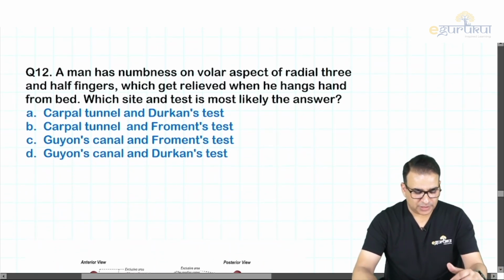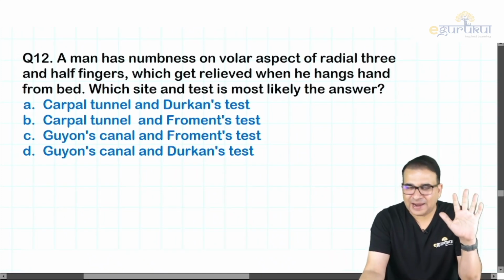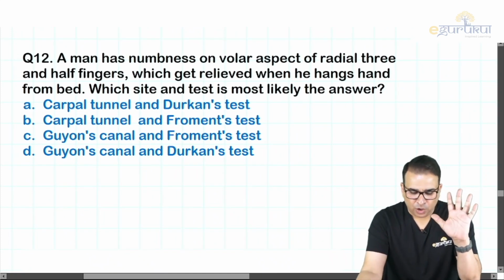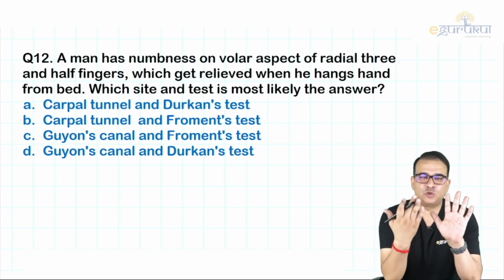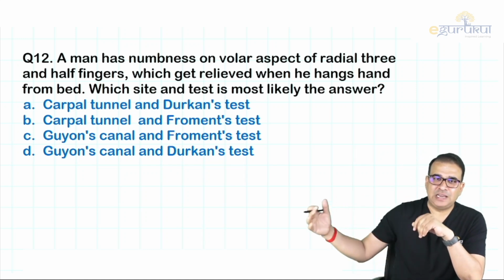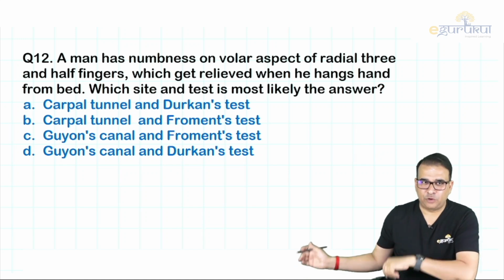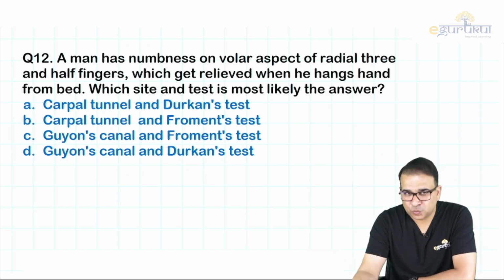Moving on, guys, next question here. The next question is about a man who has numbness over the volar aspect, that is the palmar aspect, of the radial 3.5 fingers. The moment you say radial 3.5 fingers on the palmar aspect, I know that everyone knows which nerve comes to mind here. It says it gets relieved when he hangs his hand from the bedside. Which site and test is most likely the answer to this question?